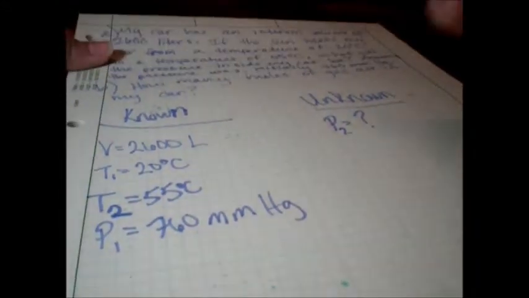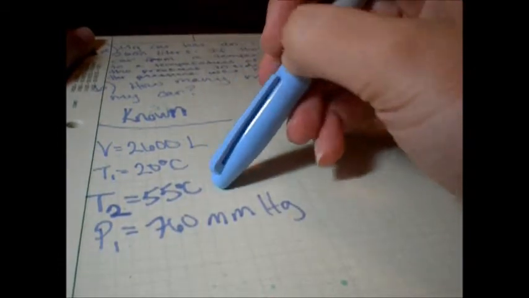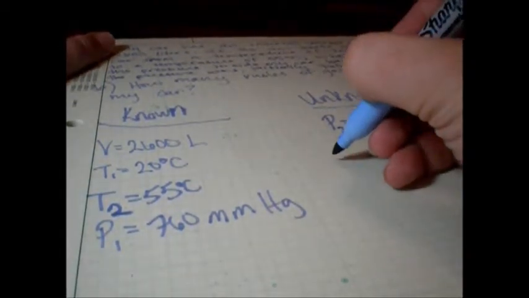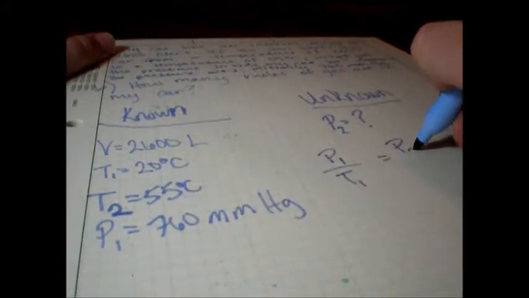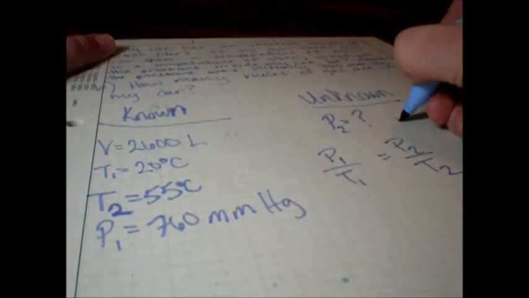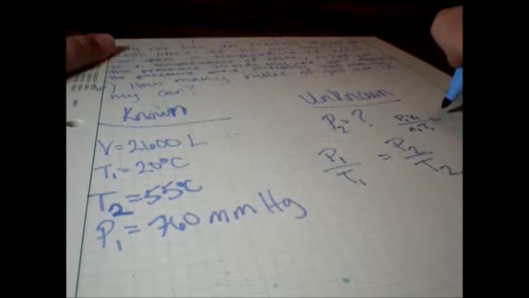So, our volume of our car, 2,600 liters. We have a T1, a T2, a P1. We're looking for P2. We know from Gay-Lussac's law that P1 over T1 equals P2 over T2. If we can't remember Gay-Lussac's law, we could also start with the combined gas law. P1V1 over N1T1 equals P2V2 over N2T2.